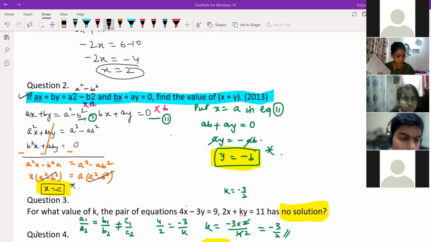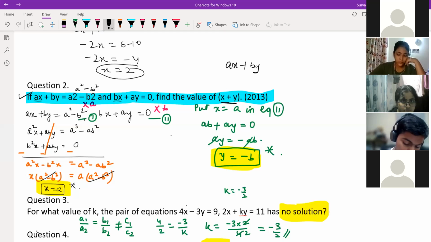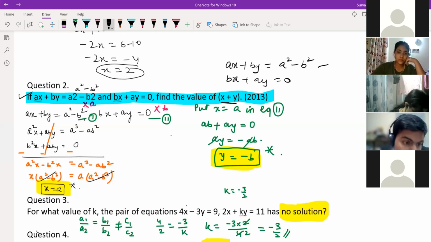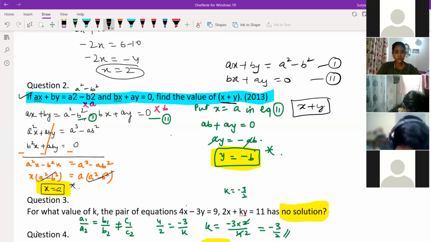So can you solve this by any method? You have to find the value of x and y by any method. It's not only the elimination method or substitution; any method you can use. The first equation is given: ax plus by is equal to a square minus b square, and the second equation is bx plus ay is equal to 0. These two equations are there. So you have to find the value of x plus y, meaning first you find the value of x and y, then you add. Just think whether you can do it or not, tell me.